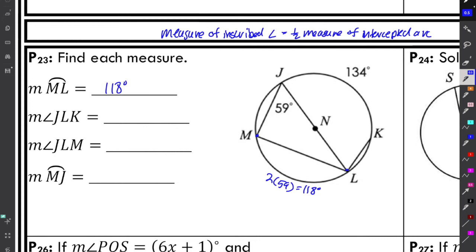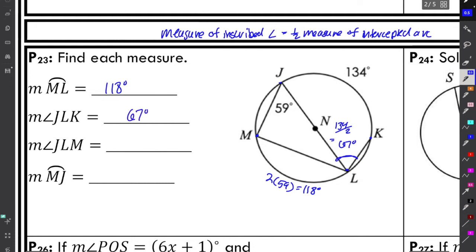Now next, we're going to find the measure of angle JLK. Alright, so that's this angle right here. It will be half of this intercepted arc, which in this case is this 134 degree arc. So 134 divided by 2 is equal to 67 degrees.